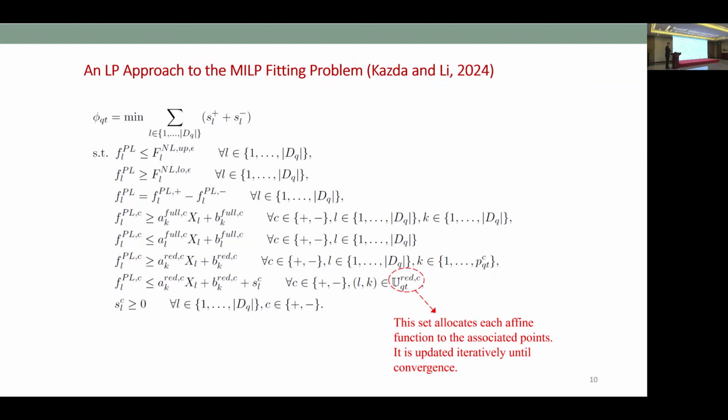Okay, so you can prove this process is finite. So we solve a sequence of LP problems. If we are lucky, then we don't have to solve too many before we reach our optimal solution. So this is the LP approach.